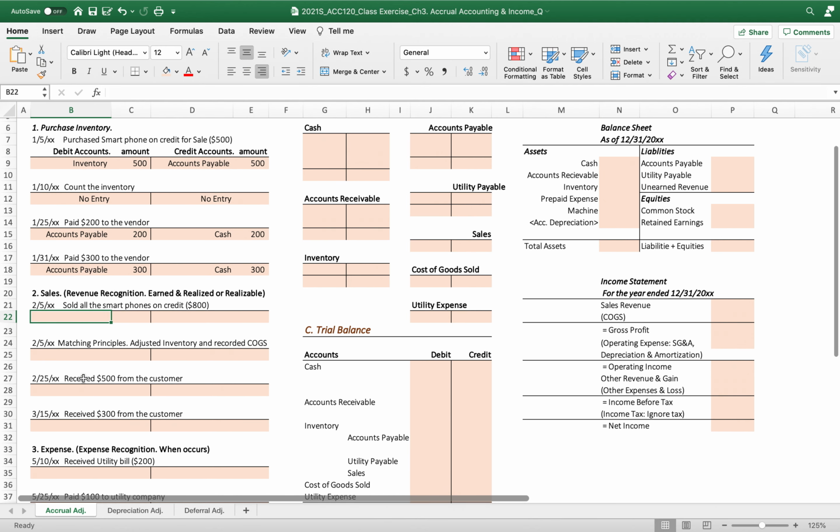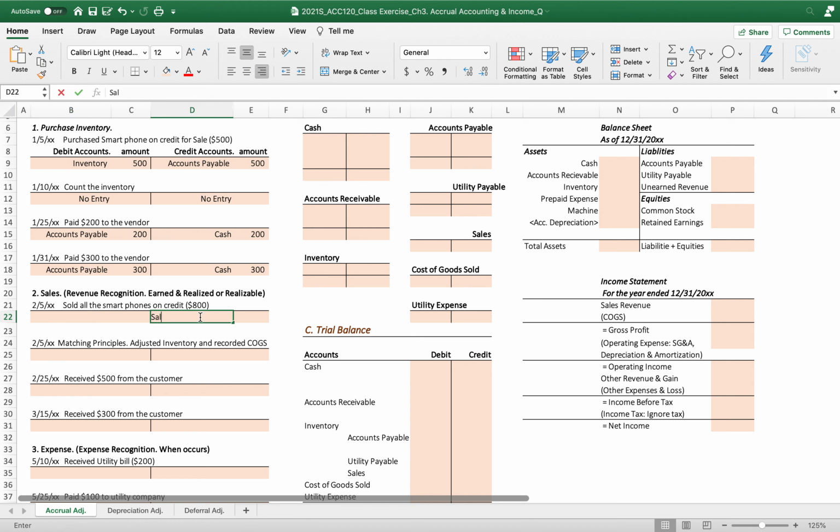Okay, then the sales part. Revenue recognition: earned and realized or realizable. Do you remember what earned is? In order for the company to recognize revenue, it should be earned. That means delivered, given to the customer, and realized or realizable, meaning receiving cash as compensation, or cash to receive, or accounts receivable. So the company sold all the smartphones on credit at a price of 800.